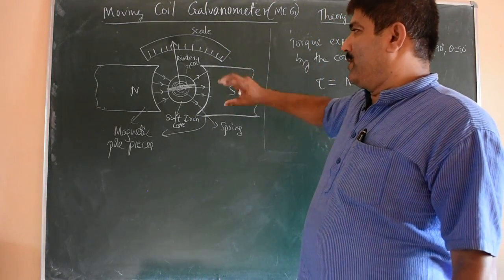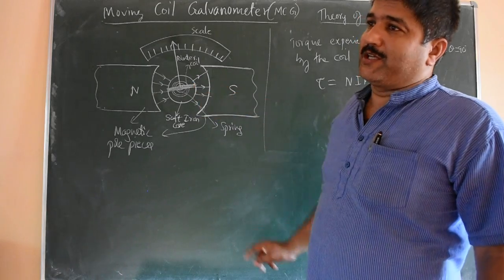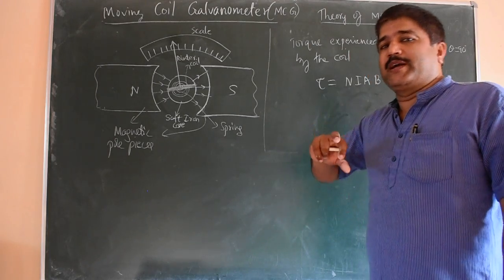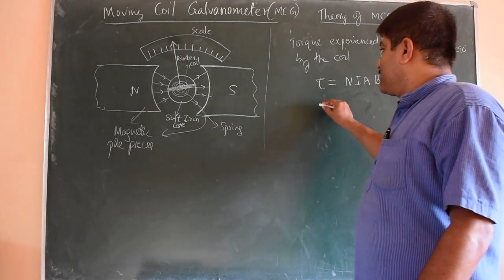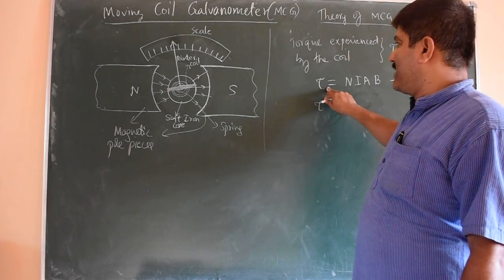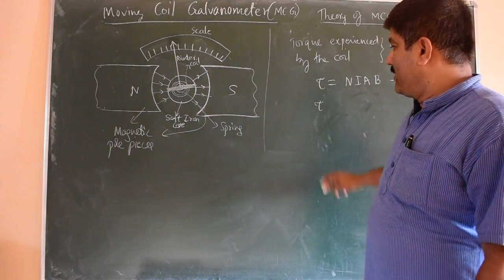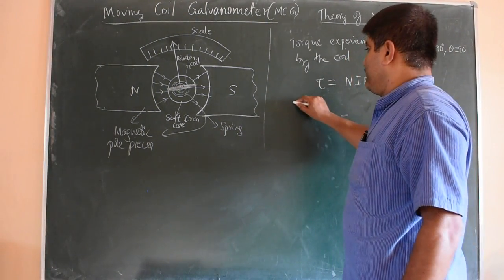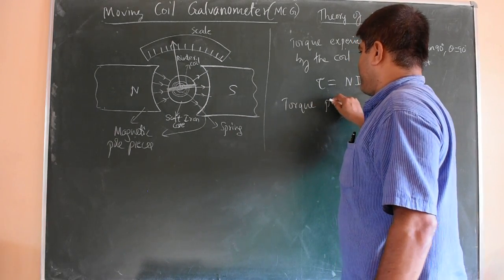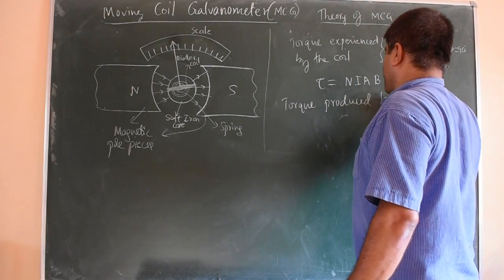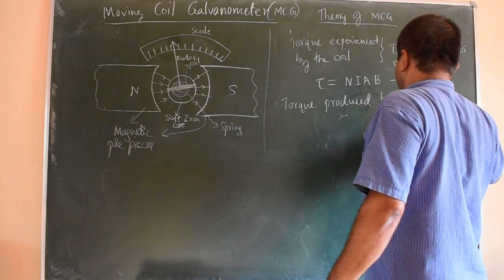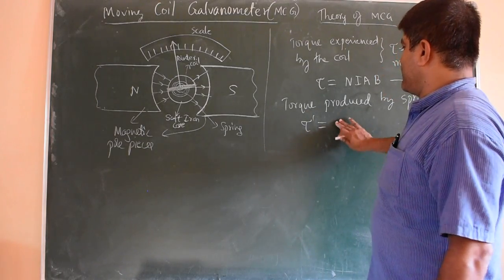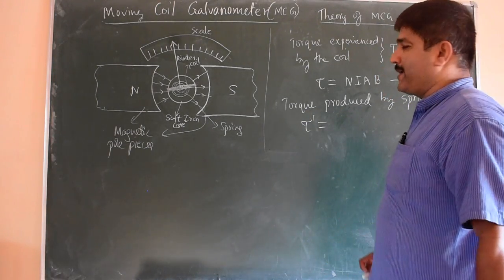Now, the action of the spring. The spring will try to bring the coil back to its position. It will develop a torque which makes the unwinding work, which brings it back. So the torque produced by the spring, in reverse to the torque experienced by the coil, is how much? The torque produced by the spring is tau dash.